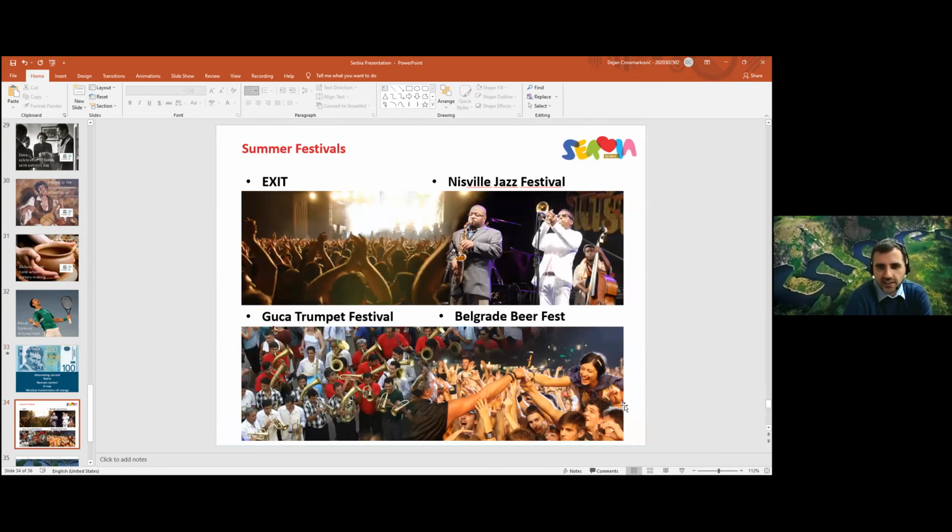I mentioned Exit Festival, but also during summer we have Nishville Jazz Festival, Guča Trumpet Festival, and Belgrade Beer Fest. So the most notable ones are during the months of July and August. If you happen to come in August, for example, where the latter three are, you won't be sorry, you will have a great time. Preferably when this pandemic is over, of course.